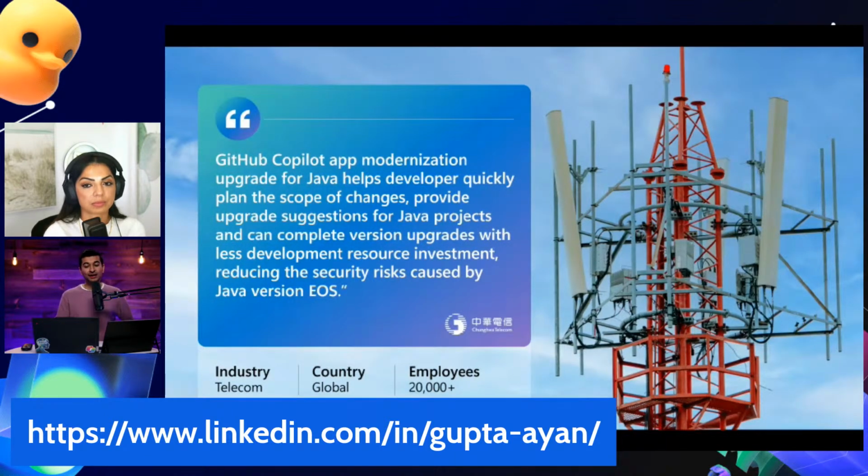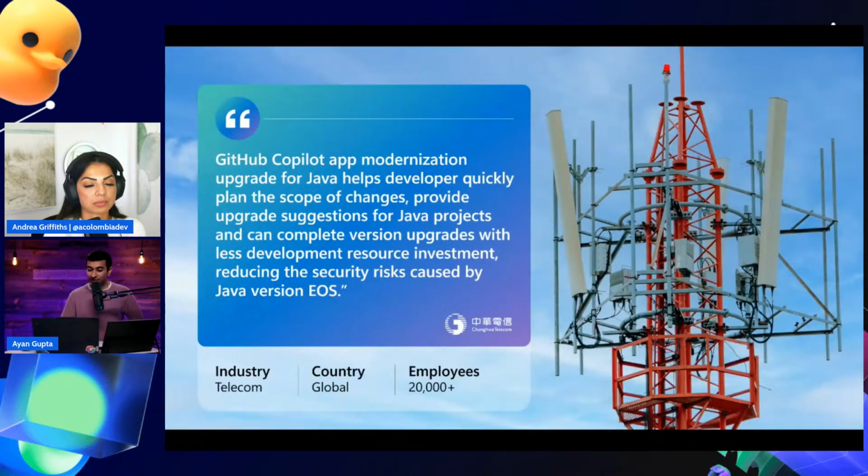Another example is a telecommunications company based in China. They said GitHub Copilot App Modernization upgrade for Java helps developers quickly plan the scope of changes, provide upgrade suggestions for Java projects, and complete version upgrades with less development resource investment, reducing the security risk caused by Java version EOS. The one thing I want to highlight here is that it provides upgrade suggestions. When we jump into the tool, I think the UI will hopefully be very intuitive, but also blow you away with the way that we're able to take a huge code base and give it to you as a list of actionable items, like a procedure.